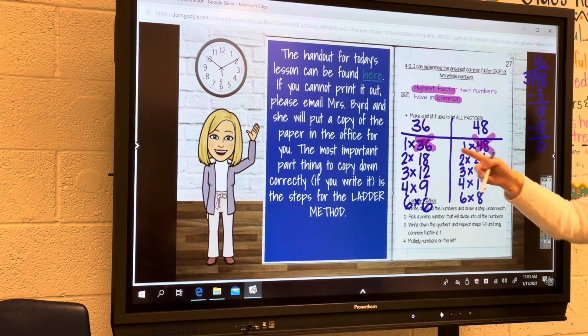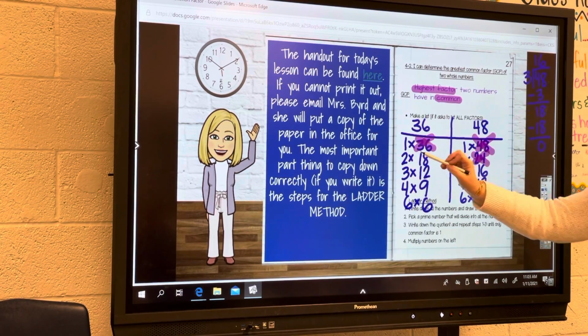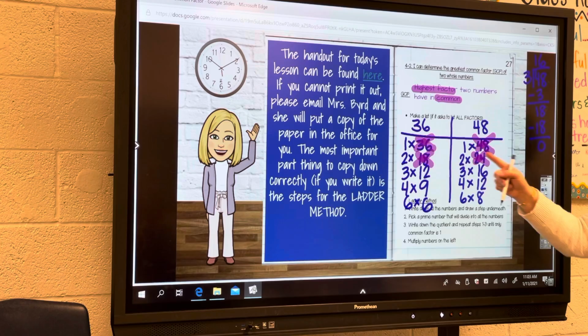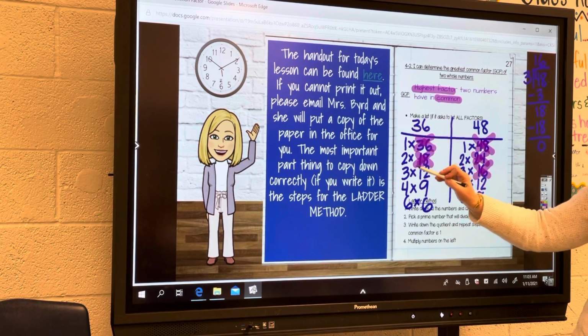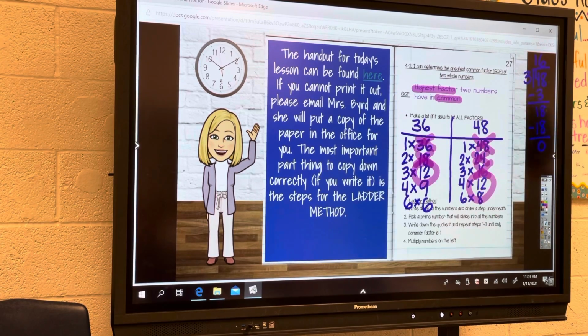Is there a 24 over here? No. Is there an 18 over here? No. 16 over here? No. 12? Yes. So the greatest common factor is what? 12. The highest number that they have in common is 12.